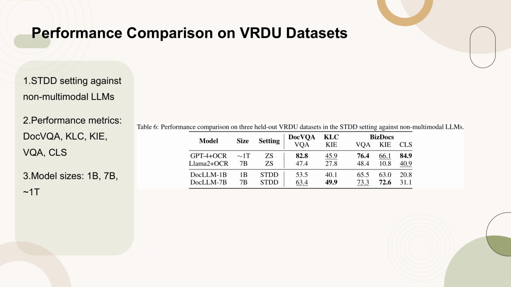Table 6 presents a performance comparison of various models on 3 held-out VRDU datasets under the SDDD setting, contrasting them with non-multimodal LLMs. The table includes metrics such as DocVQA, KLC, KIE, VQA, and CLS, and covers model sizes ranging from 1B to 1T. This comparison highlights the effectiveness of different models in handling multimodal tasks within the specified datasets.